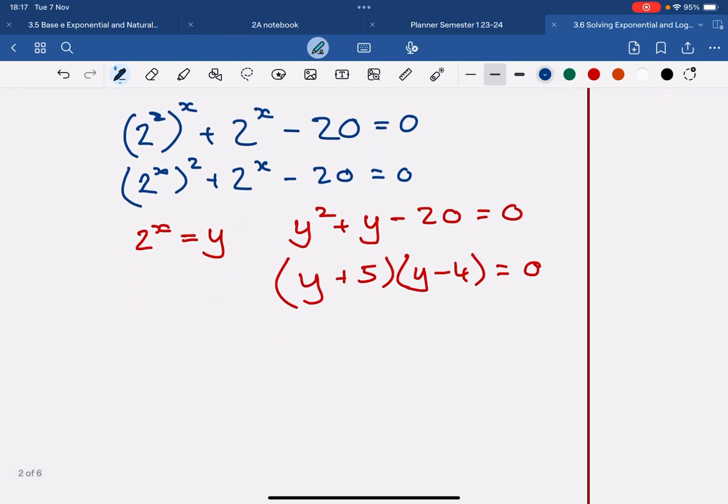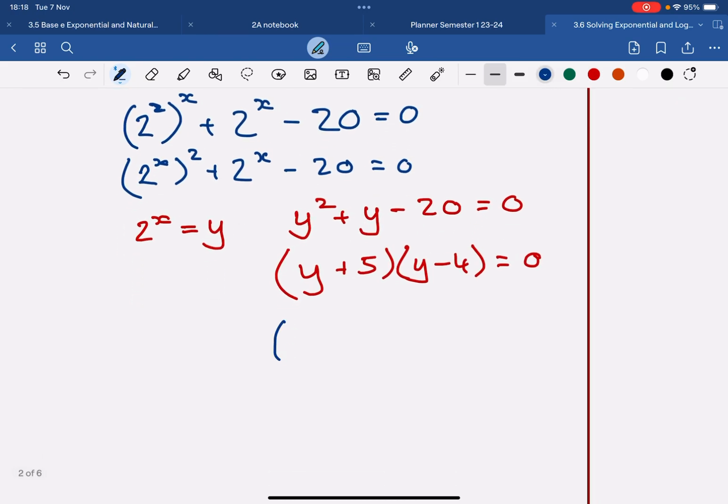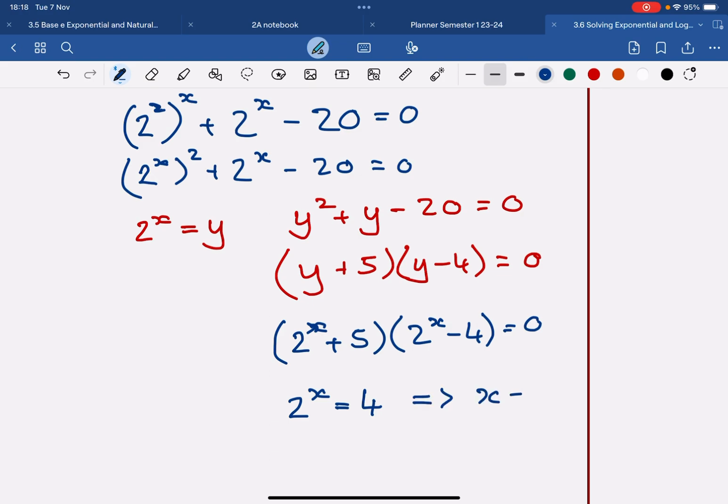Now I'm going to replace these y's with my substitution. So I'm going to make it 2 to the power of x plus 5, and 2 to the power of x minus 4 equals 0. Now using the second bracket, 2 to the power of x is equal to 4. And so basically this is 2 to the power of something equals 4, so x will be 2. So there's one of my answers.